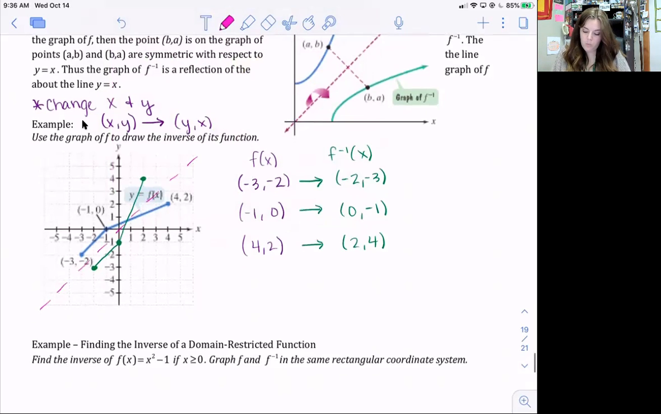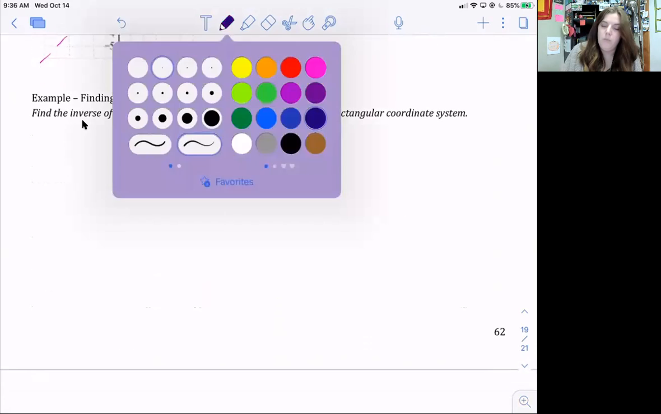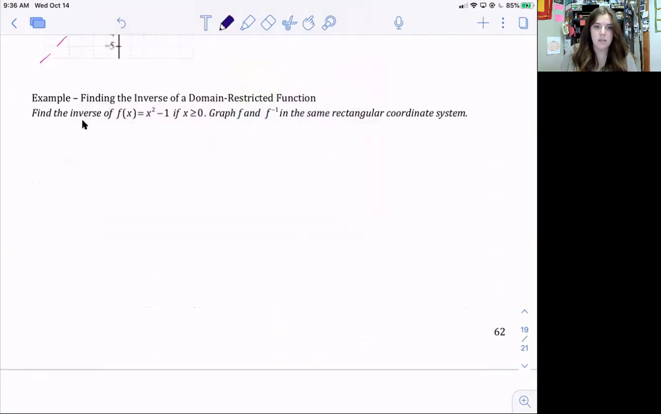All right, so we talked about the fact that we can't find the inverse of a quadratic function. Okay, we can find the inverse if the domain is restricted. So find the inverse of f of x equals x squared minus 1 if x is greater than or equal to 0. So if we were to graph this, just so we can kind of understand what we're talking about, we know that's a quadratic, starting at our origin and shifted down 1. And we can do our dance. Okay. And since x is greater than or equal to 0, we only care about the right side of the graph. Okay.